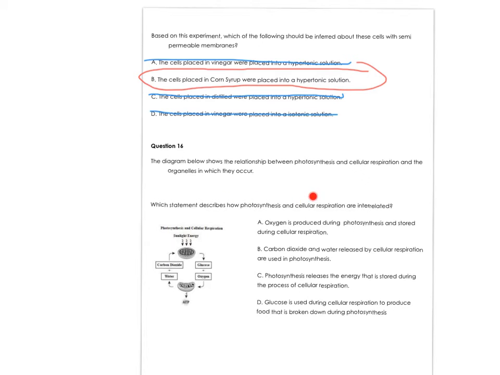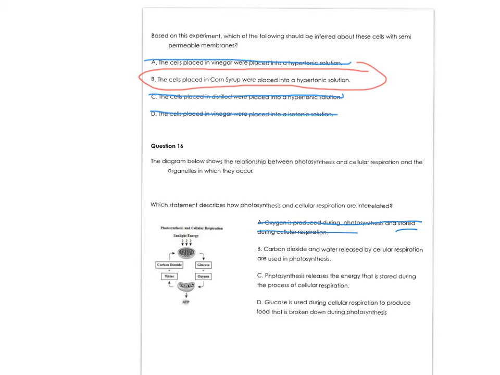So which statement describes how photosynthesis and cellular respiration are interrelated? Are these two related to one another? Oxygen is being produced during photosynthesis and stored during cellular respiration. It's true that it's being produced, but it's not true that it's being stored. In cellular respiration, we use oxygen to make water, so that's not true.